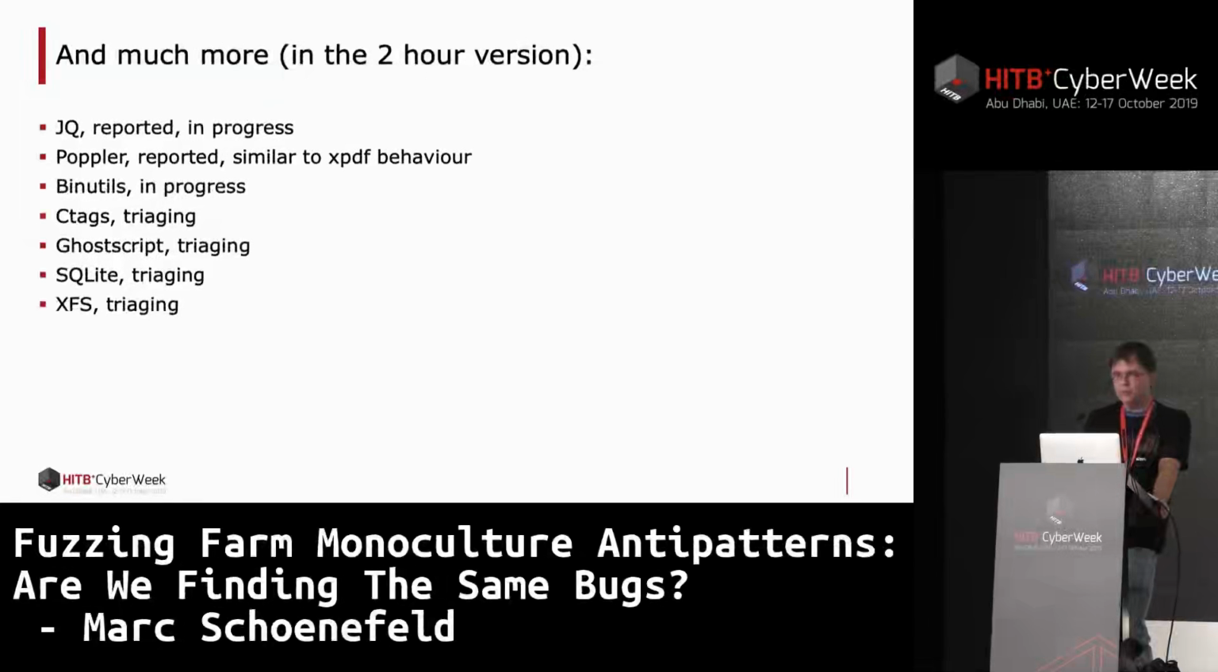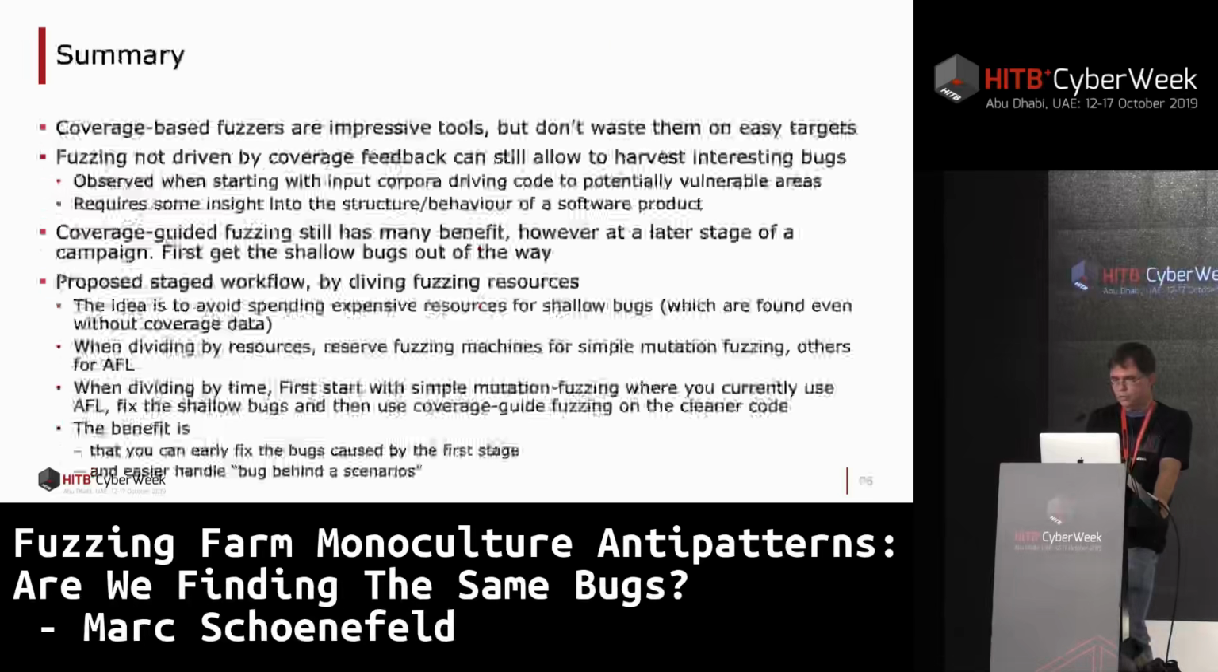So we don't have the 2-hour version here, we have the 1-hour version, so this is left out here: JQ, Poppler, BinUtils, CTEX, Ghostweb, SQLite, and XFS. And due to time being advanced, we come to the summary.